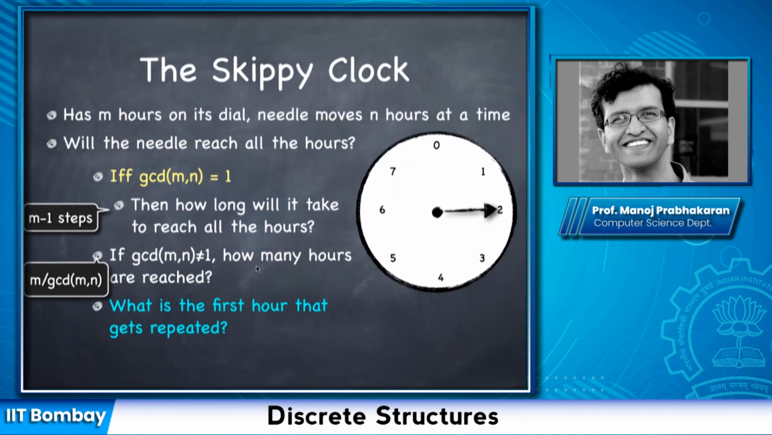And in fact, we know exactly which hours are reached, right? These are the multiples of the GCD, these many multiples of the GCD. Let me round it off with the last question here. What is the first hour that gets repeated, right?